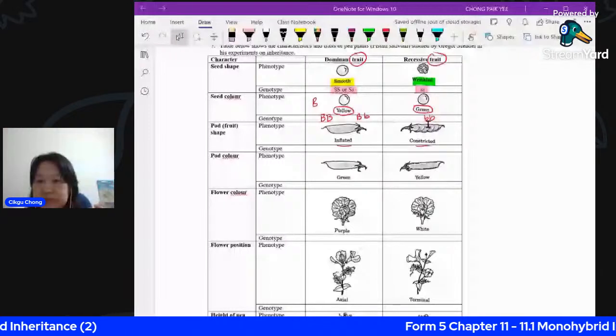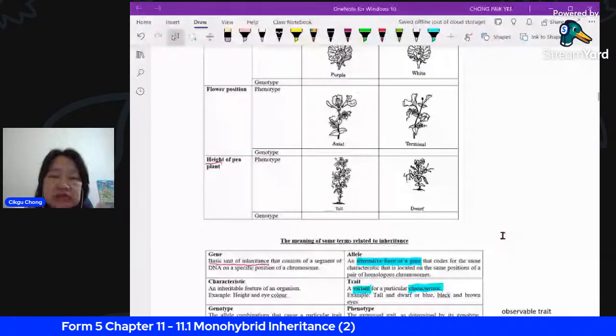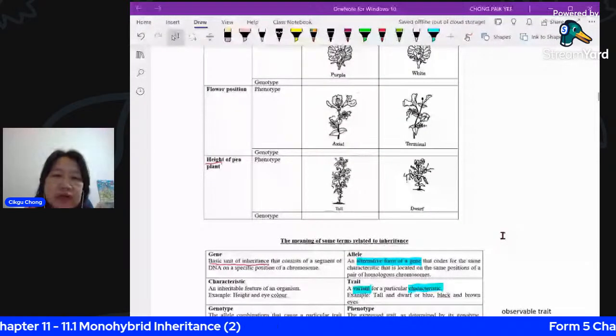Right, now when you learn about these traits, we learn that there were alleles. Alleles are alternative forms of the gene. So we've learned there's dominant and recessive.